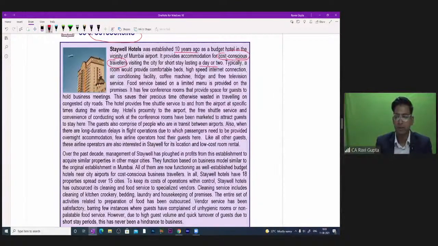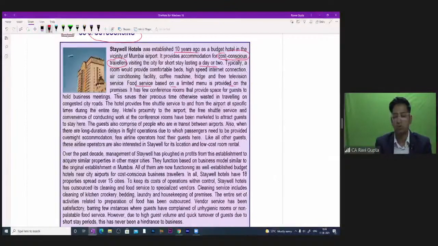a day or 2 days. Typically a room would provide comfortable beds, high speed internet connections, air conditioning facilities, coffee machines, fridge, television services. Food service based on a limited menu is provided on the premises. So the food service will be based on a limited menu.